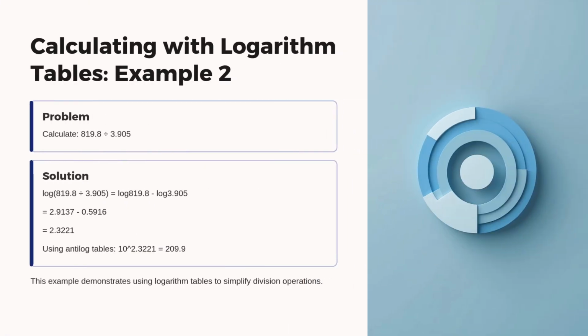Calculating with logarithm tables. Example 2. Problem: calculate 819.8 divided by 3.905. Solution: log of 819.8 divided by 3.905 equals log of 819.8 minus log of 3.905 equals 2.9137 minus 0.5916 equals 2.3221. Using antilog tables, 10 to the power of 2.3221 equals 209.9. This example demonstrates using logarithm tables to simplify division operations.